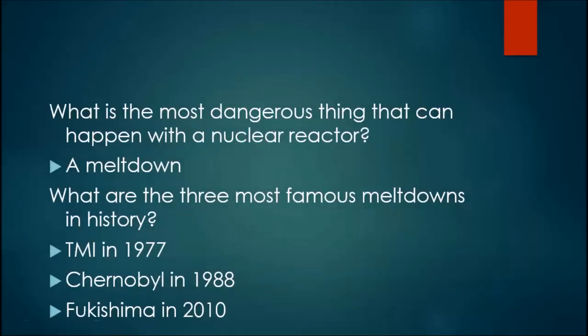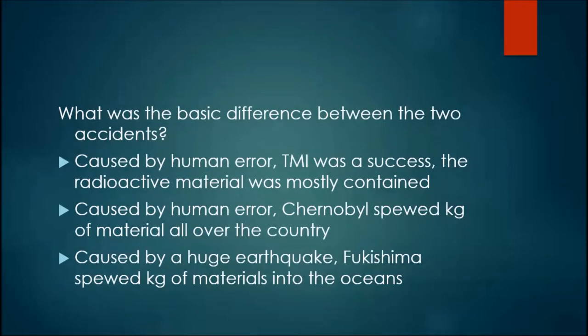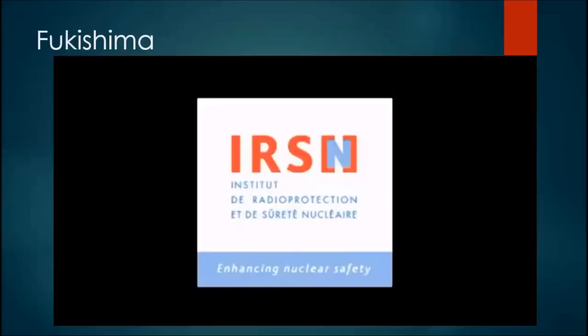All right, three famous meltdowns: TMI in 77, Chernobyl in 88, and of course Fukushima in 2010. Two of them were caused by human error. One was caused by a big giant earthquake. Let me show you how Fukushima worked. What happened?